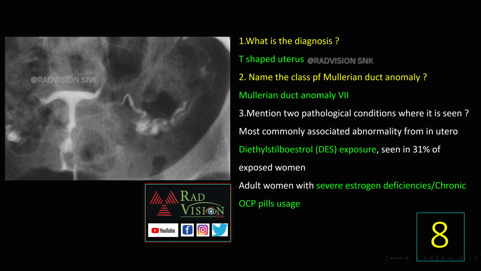Mention two pathological conditions where it is seen. It is diethylstilbestrol exposure, seen in 31% of exposed women, and adult women with severe estrogen deficiency or chronic OC pill use. In these two conditions, you can see a T-shaped uterus, which is Müllerian anomaly class 7.